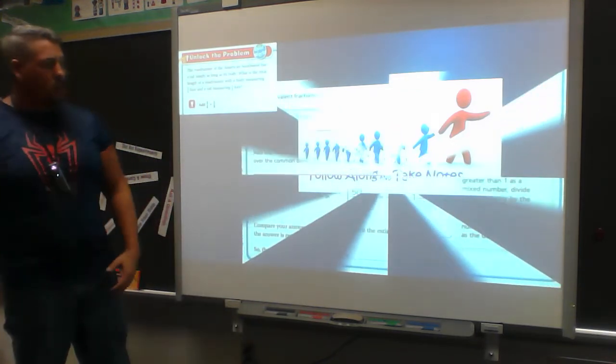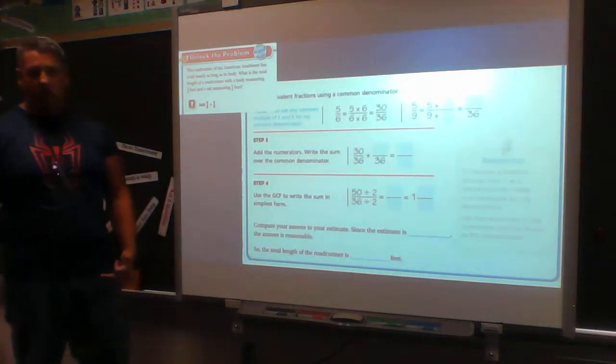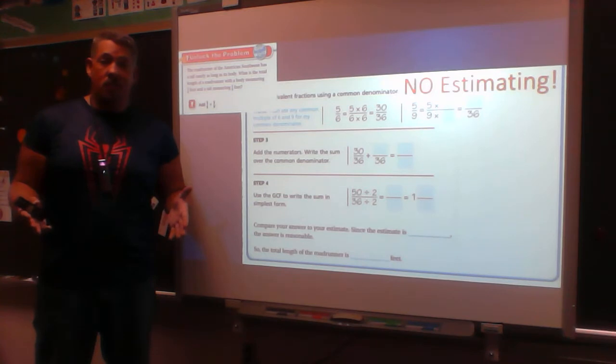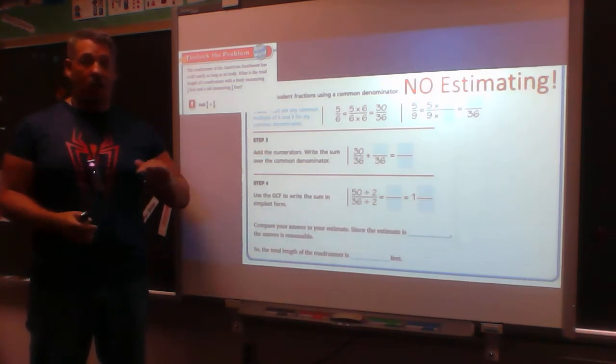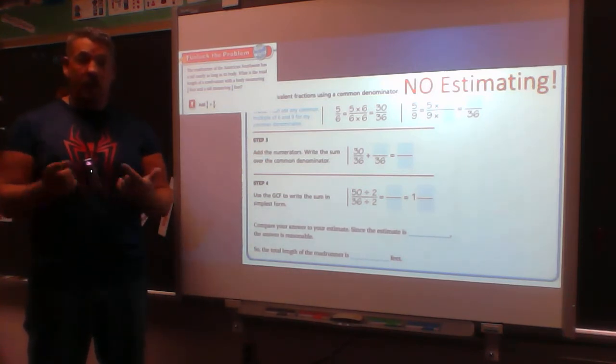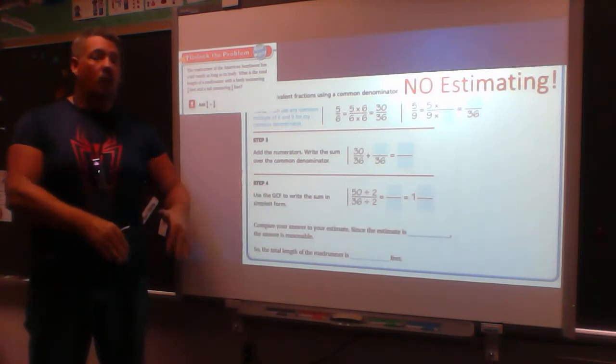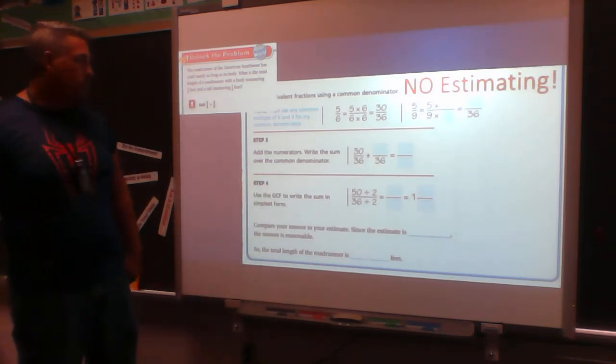All right? So when I look at the problem, the first thing it says to do is estimate. And I want to tell you right now, we're not estimating on this assignment. So anywhere it says estimate, cross it out. On your homework, it says estimate. Cross it out. We're not estimating. We will estimate later on. No reason to double our work.